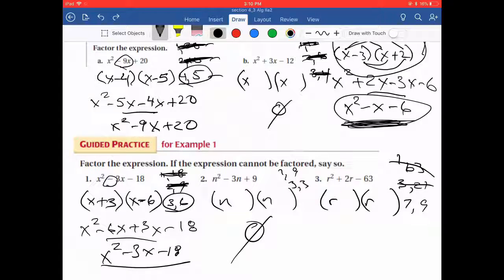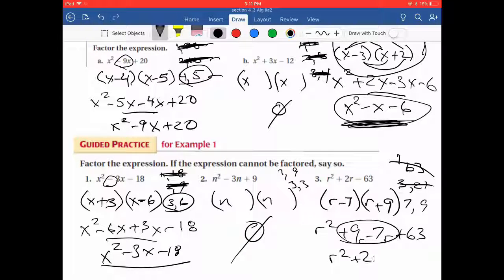So stick the 7 and 9 in. Again, when this constant here is negative, then this sign will go to the bigger number. So with that in mind, it's negative. That's a positive in front of the 2, so the 9 gets the plus, and the 7 gets the subtraction. And we'll just do FOIL to check it. R times R is R squared. R times 9 is 9R. Negative 7 times R is negative 7R. And negative 7 times 9 is negative 63. That becomes a 2R, so it's R squared plus 2R minus 63. And there you go.